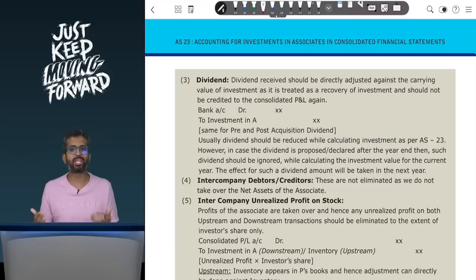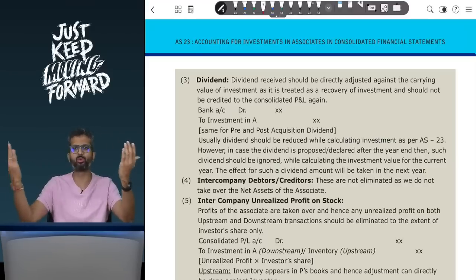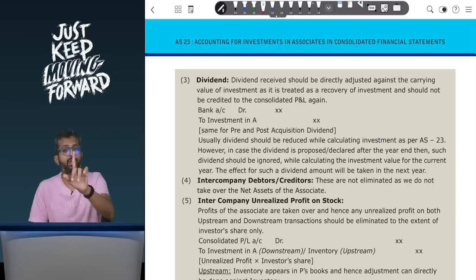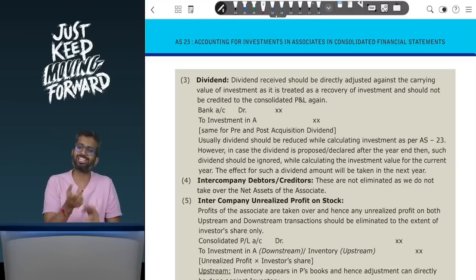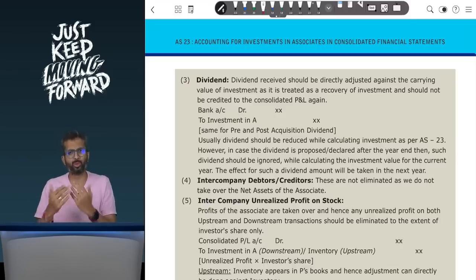Now, since I don't take over the assets and liabilities, intercompany debtors and creditors will not be eliminated. In a subsidiary they are eliminated because I take over assets and liabilities, so debtor in one book and creditor in the other book get eliminated. In an associate, I don't take over assets and liabilities. However, I do take over profits, and hence if there is any unrealized profit in stock, that will be eliminated. My entry will be consolidated P&L account debit to, let us say, usually investment or inventory, as the case may be, of this working. Unrealized profit has to be eliminated. Debtor creditor may not be eliminated.